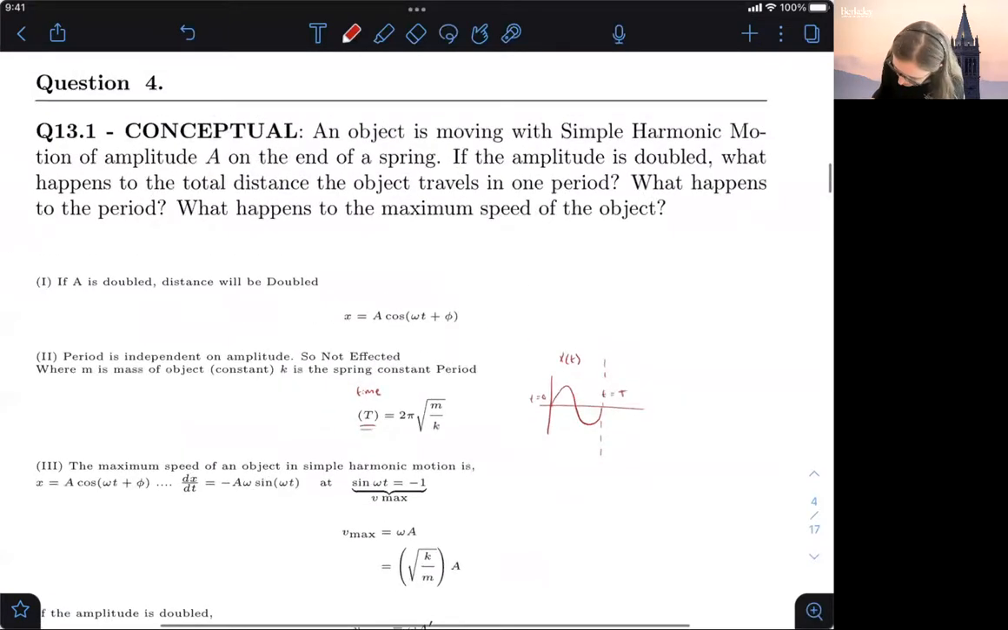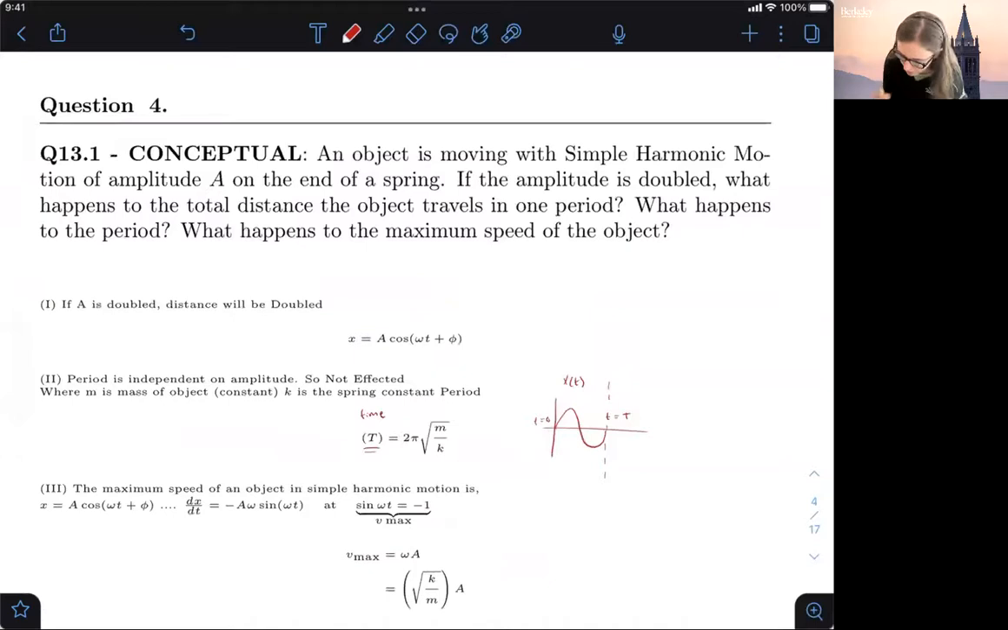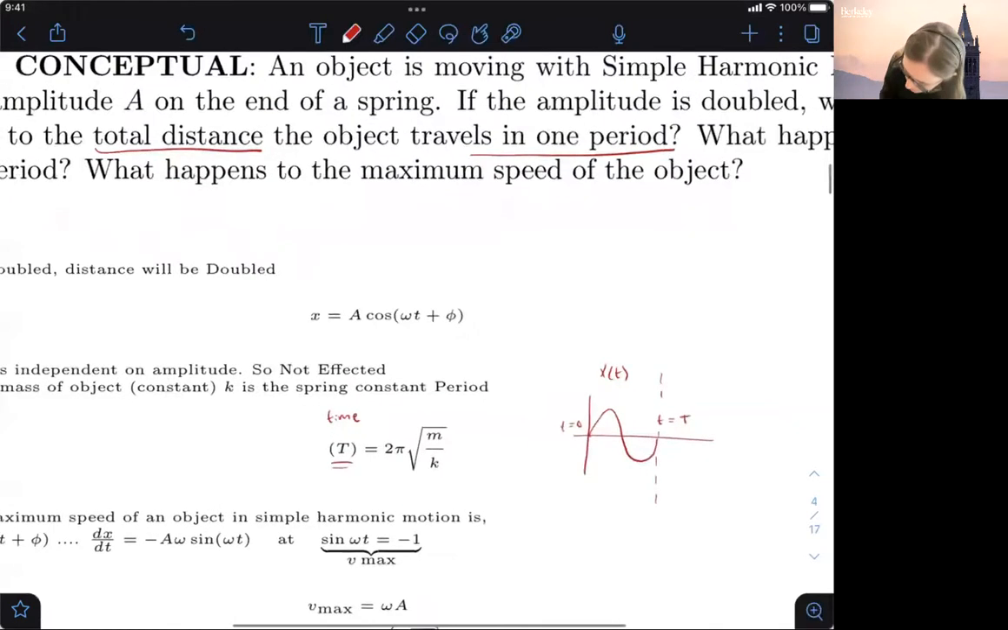So let's look up here. For the first part: if the amplitude is doubled, what happens to the total distance that the object travels in one period? You've probably seen Professor Spilio use different versions of this. These two equations are the same. If I have a cosine of wt plus b sine of wt, this basically allows you to combine the constants and then deal with this phase shift.